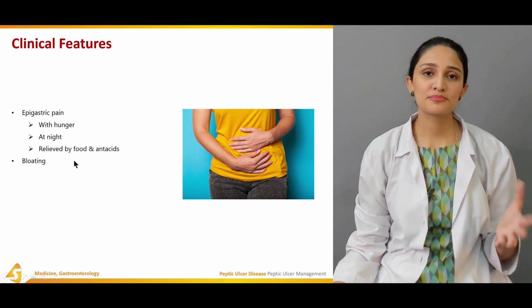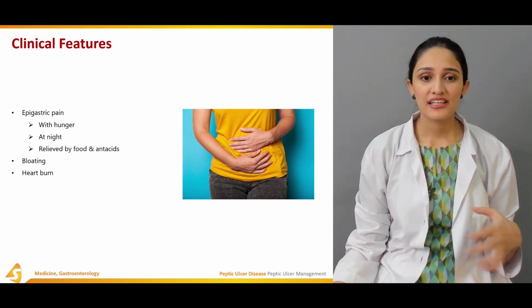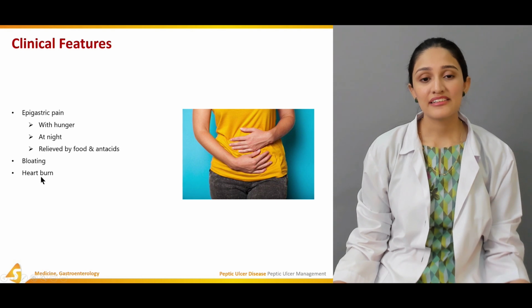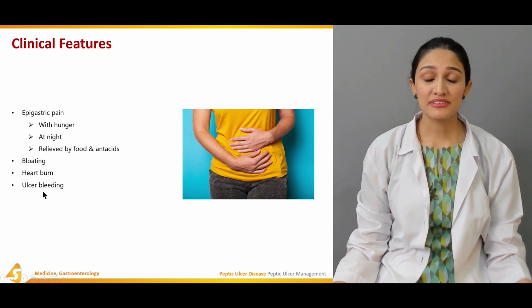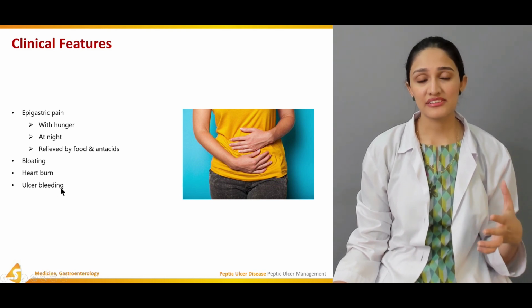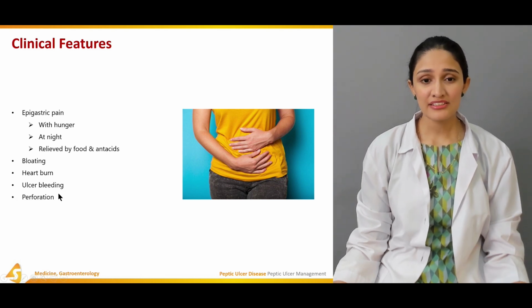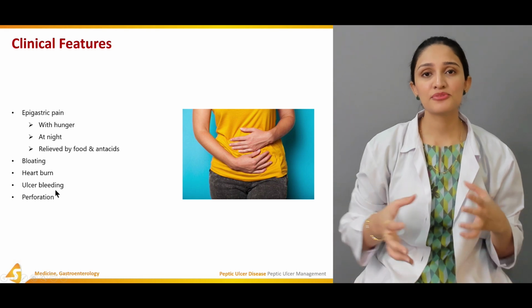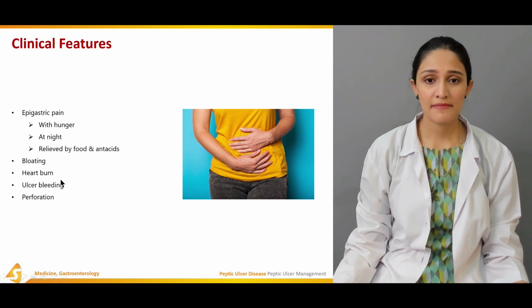The patient might also present with symptoms such as bloating and fullness. And other than that, the patient might present with heartburn within the chest. With more complicated features, the patient might present with ulcer bleeding within the stomach and perforation. The bleeding and perforation are more serious complications of peptic ulcer disease.